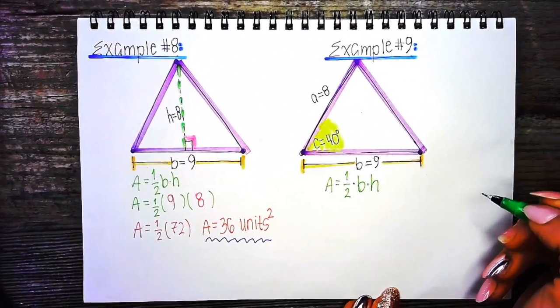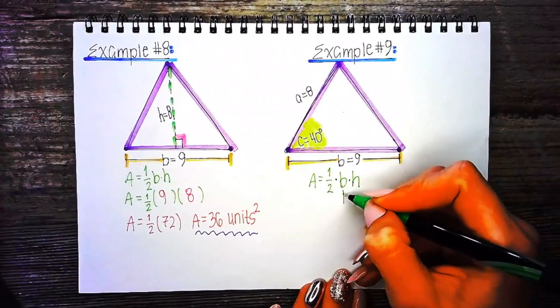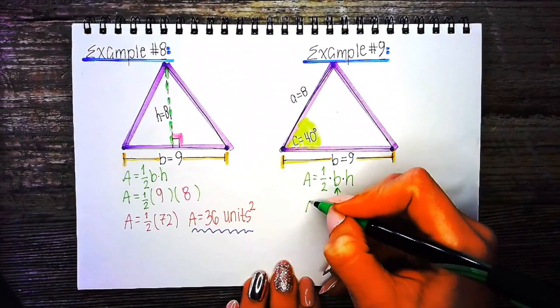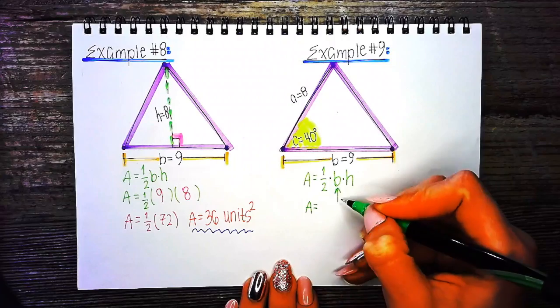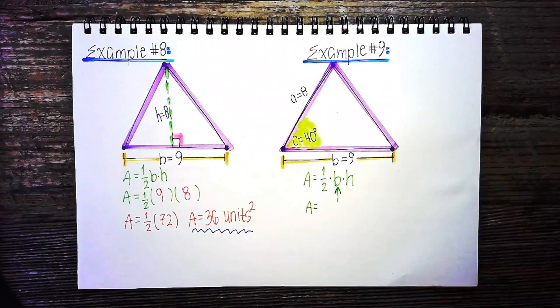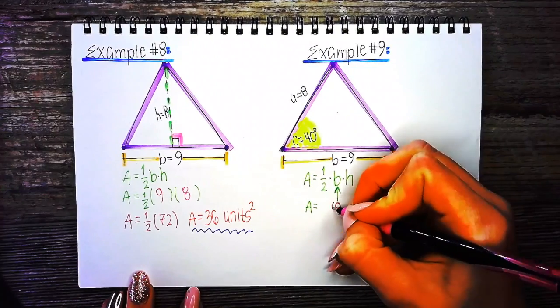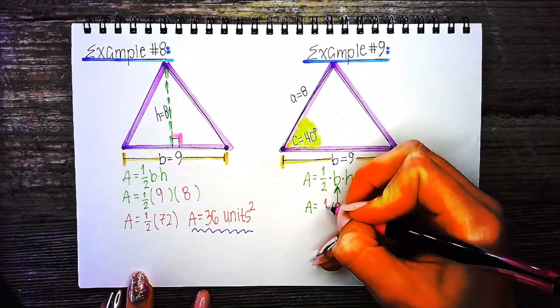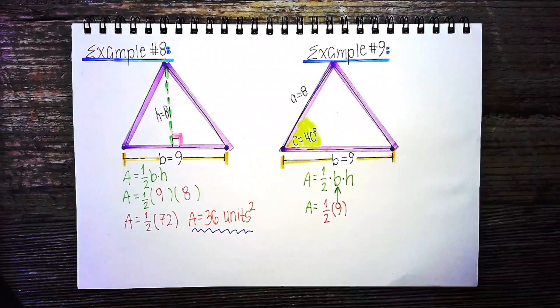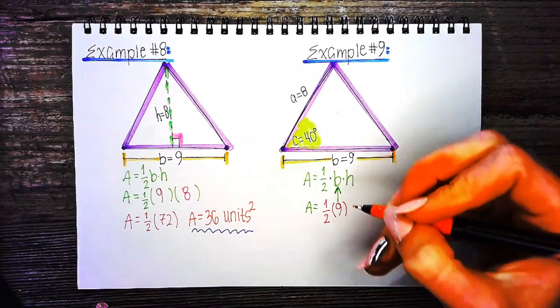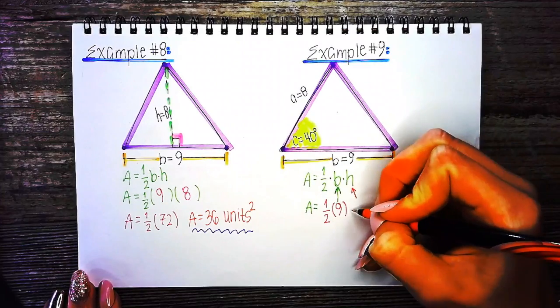The base is still pretty straightforward. The base is still 9. The height, however, is not drawn in for me. That's not really a big deal. We have all the tools we need to figure out this height. Now, I also want you to pay close attention to the information we're given at the start of this problem.